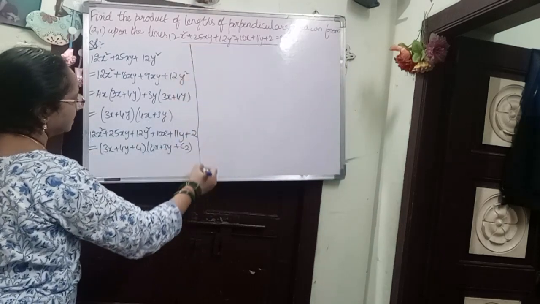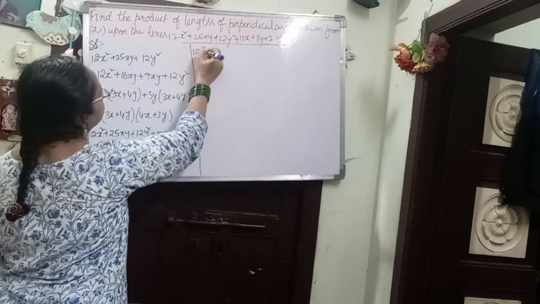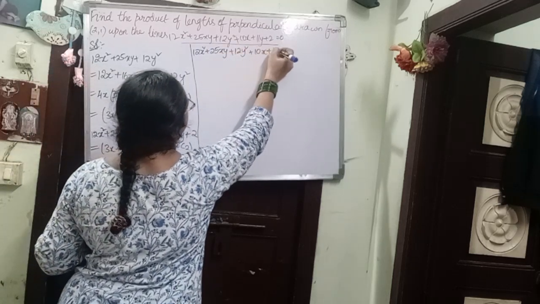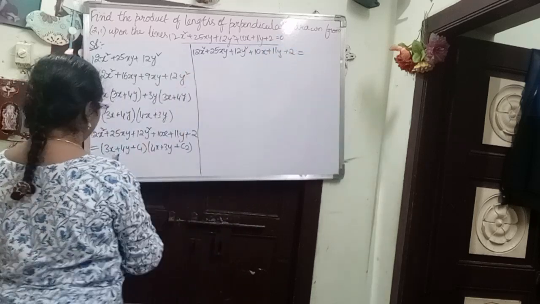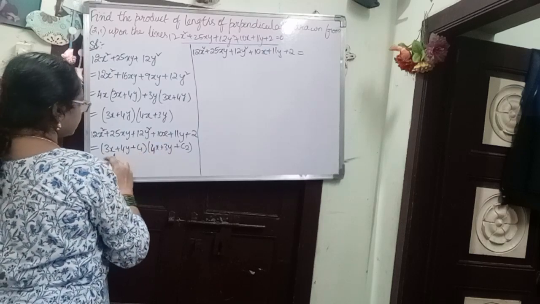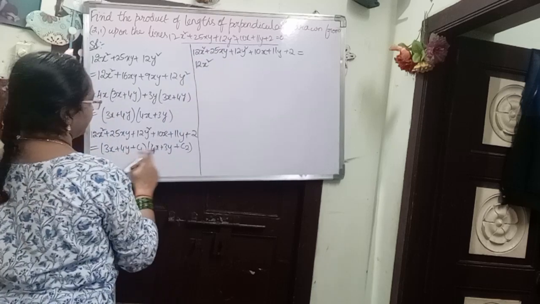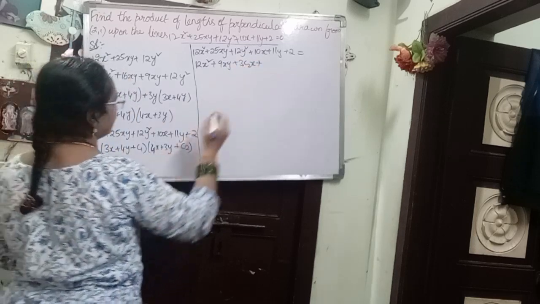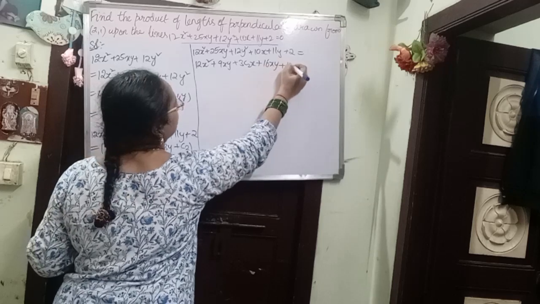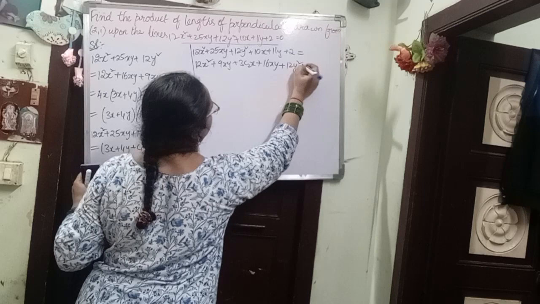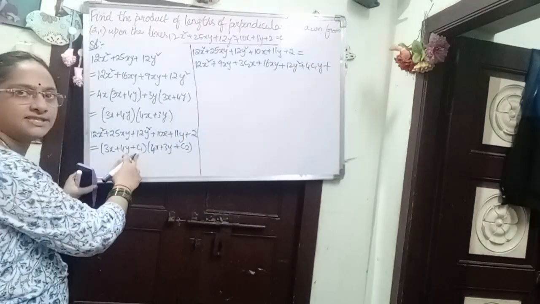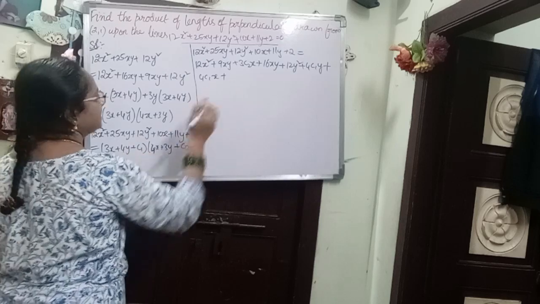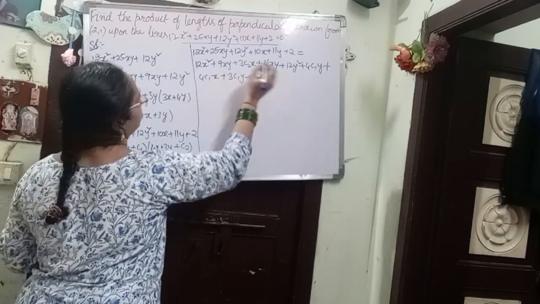Now again, 12x square plus 25xy plus 12y square plus 10x plus 11y plus 2 equals, multiply these two equations. 3x 4x is 12x square, 3x into 3y is plus 9xy, plus 3c2x, next term 4y into 4x is 16xy, plus 12y square, plus 4c2y, next coming to the constant, multiply this with this: 4c1x plus 3c1y plus c1c2.